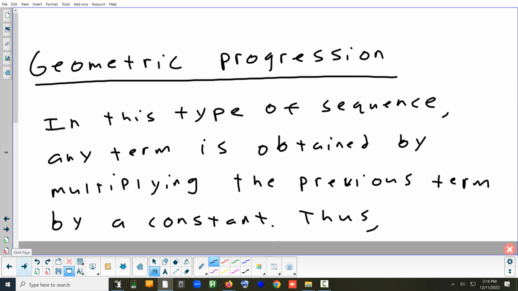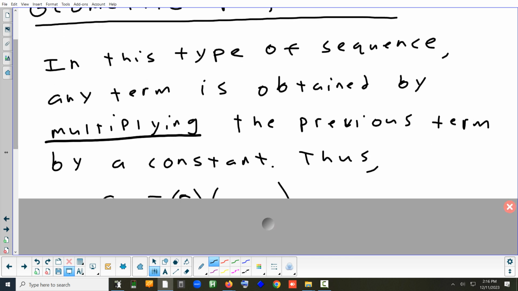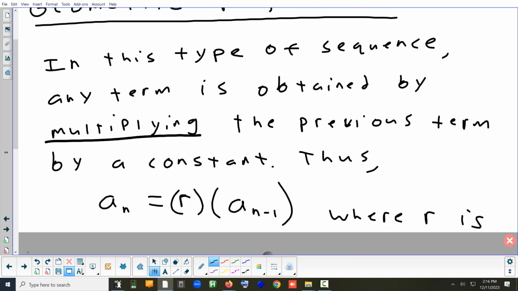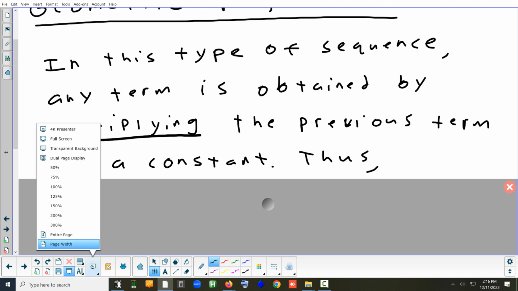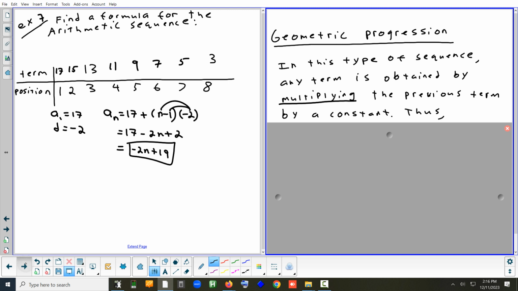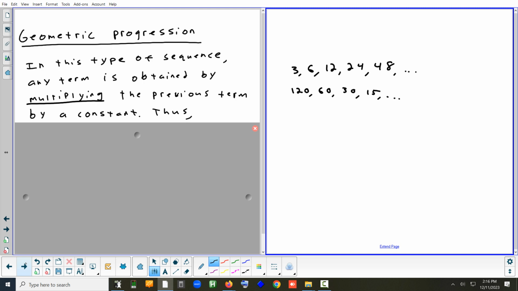So the idea in this type of sequence is to get the next term, you multiply the previous term by a constant. Can't change what you multiply by. It's got to be the same thing all the way through. So how are we going to figure out what you multiply by each time if you were just looking at those examples?